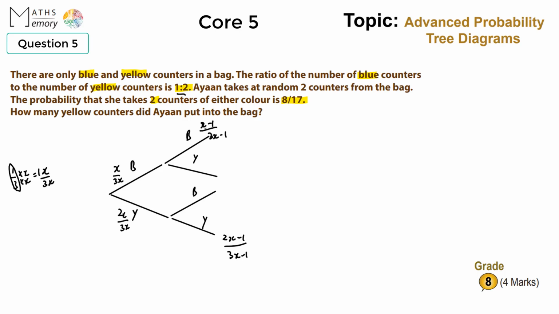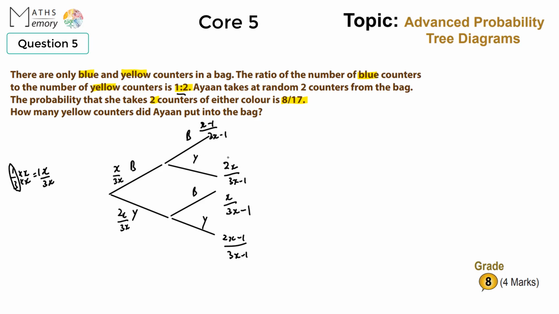So basically this would be 2x over 3x minus 1. It's 2x because we haven't used a y counter as such. It's still 2x from over here. And this b over here, if we look at this one, we haven't touched this one over here. It'll be simply x over 3x minus 1.